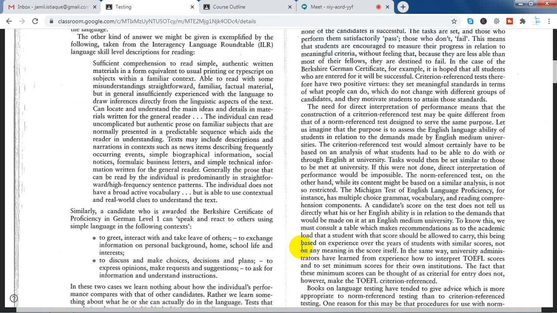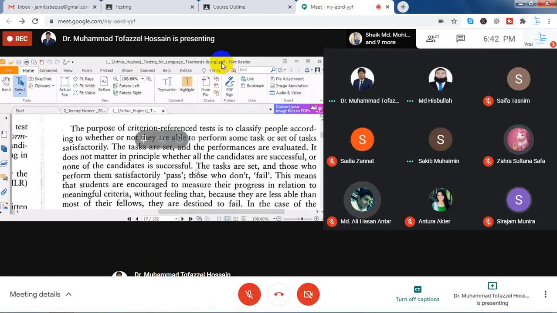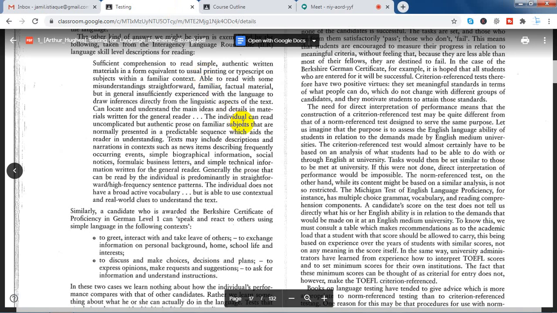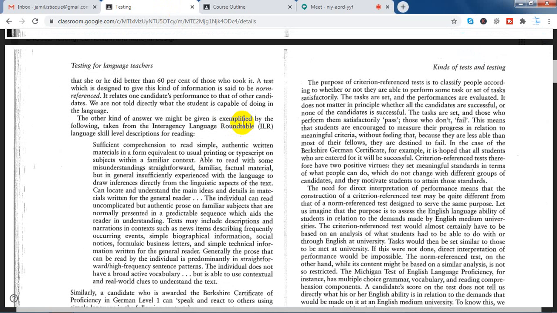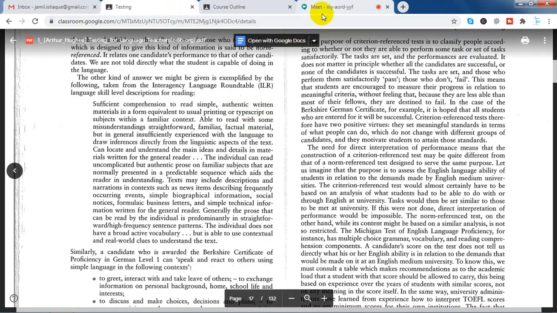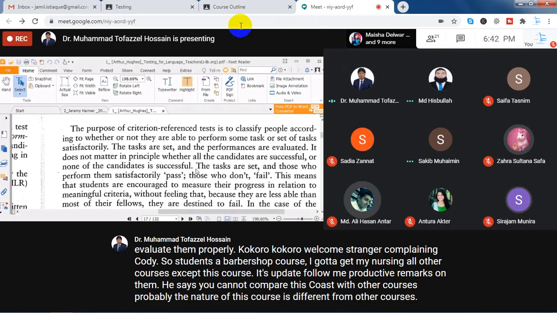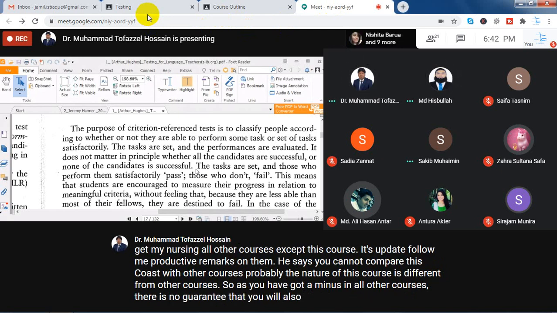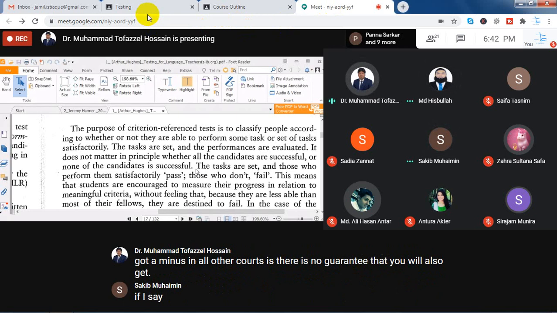Unless you evaluate them properly. কখনো কখনো যেরকম স্টুডেন্টরা কমপ্লেইন করে, students say আমরা সব কোর্সে ভালো করেছি, I got A- in all other courses except this course. এই সাবজেক্টই ভালো না, এই ম্যাডামটাই ভালো না, উনি মার্কস কম দেন। It means you cannot compare this course with other courses. Probably the nature of this course is different from other courses. So as you have got A- in all other courses, there is no guarantee that you will also get A minus in the same course.